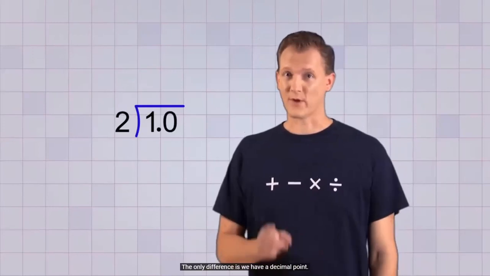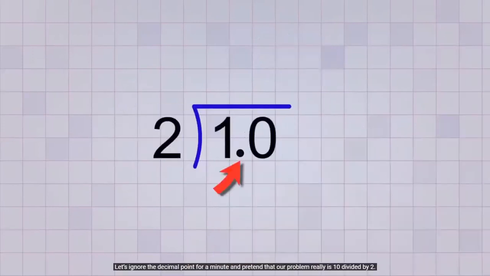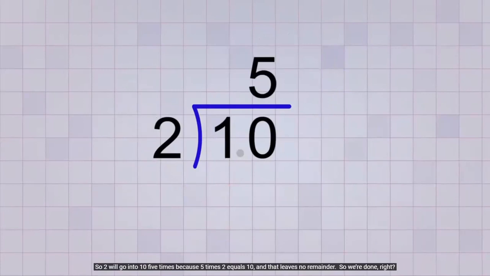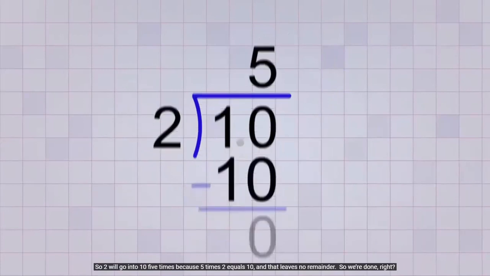The only difference is we have a decimal point. Let's ignore the decimal point for a minute and pretend that our problem really is 10 divided by 2. So 2 will go into 10 5 times, because 5 times 2 equals 10. And that leaves no remainder.